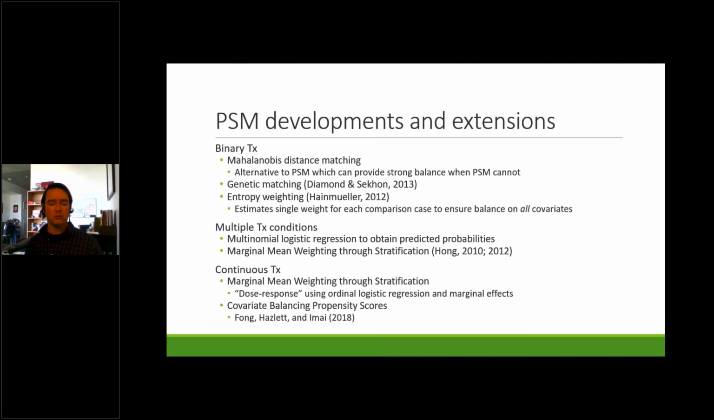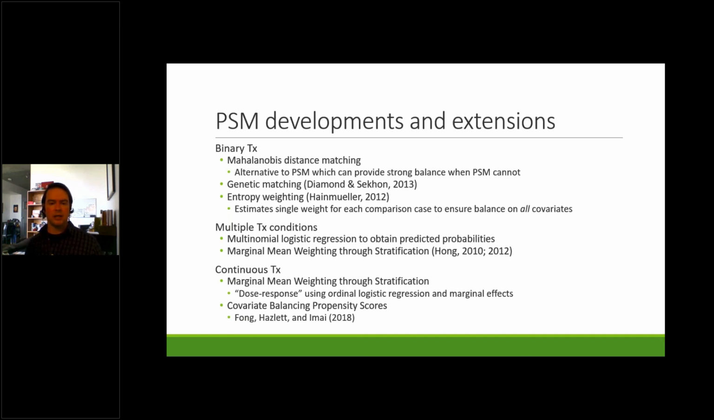Then there's also genetic matching, which is an extension of propensity scores that uses an iterative process and includes Mahalanobis distance matching to try to maximize the balance between the treatment and comparison group. I haven't seen much of this in criminology, and I haven't used it, but I've heard good things in other disciplines such as education.